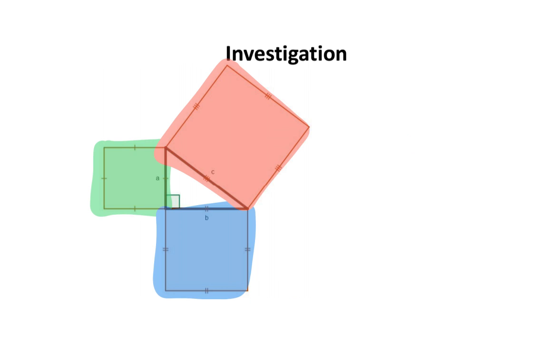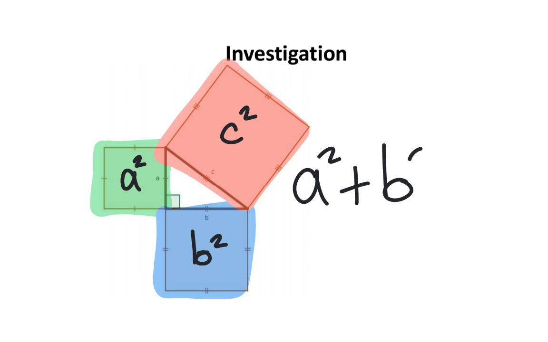In this diagram, you may have noticed that instead of numbers, we have a representing the length of this leg, b representing the length of this leg, and c representing the length of the hypotenuse. Based on what we saw earlier, we know that the area of the green square plus the area of the blue square is going to give us the area of the red square. As an equation, this can be written as a squared plus b squared is equal to c squared.